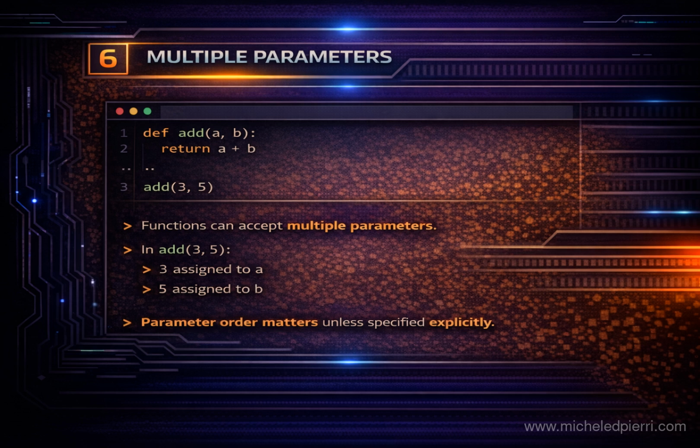Functions are not limited to a single input. Very often, a behavior depends on several pieces of information at the same time. By accepting multiple parameters, a function can combine values, relate them, and express more meaningful operations in a compact and readable way. In the example, the function receives two values and uses them together inside its body. What matters here is how arguments are matched to parameters. Values are assigned in order from left to right. That's why the position of each argument is important unless you explicitly say otherwise.